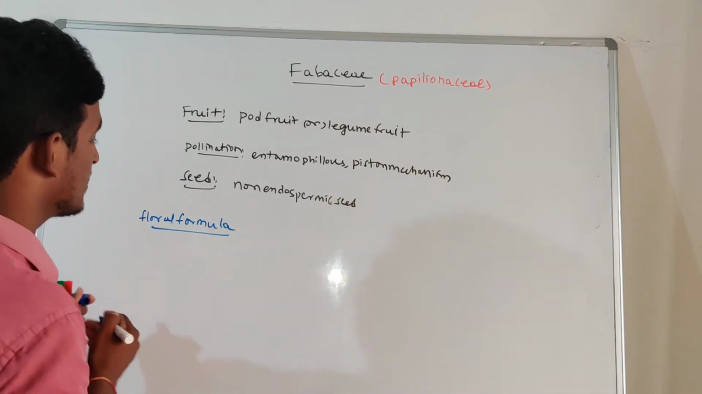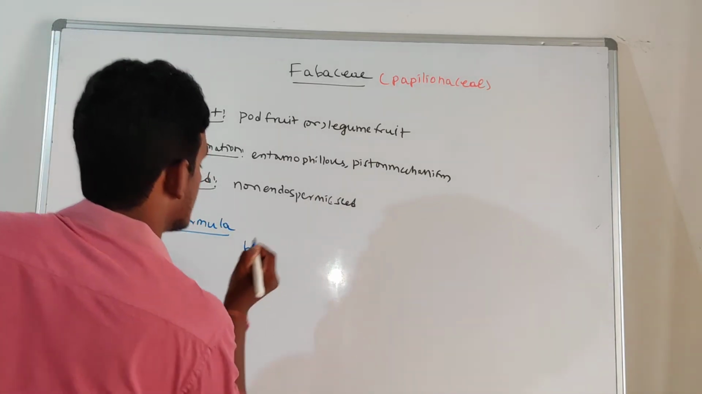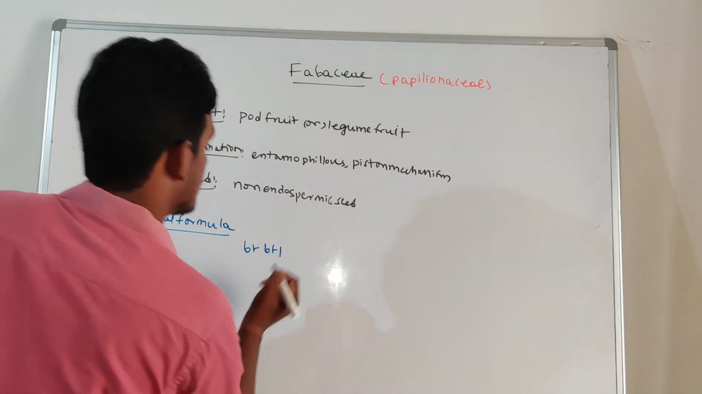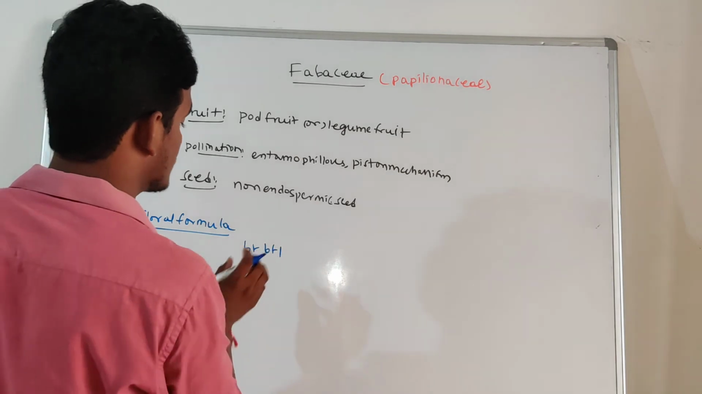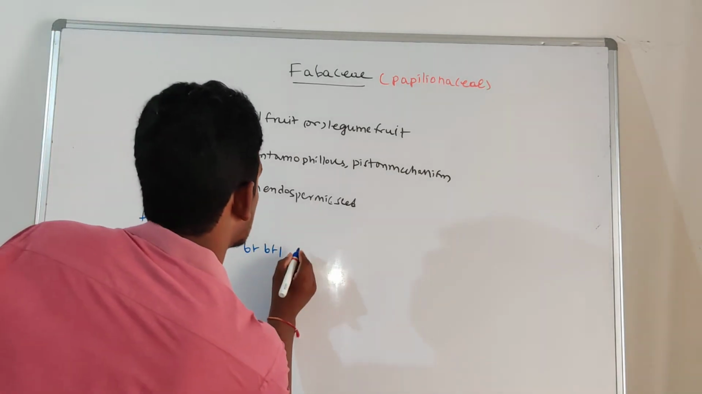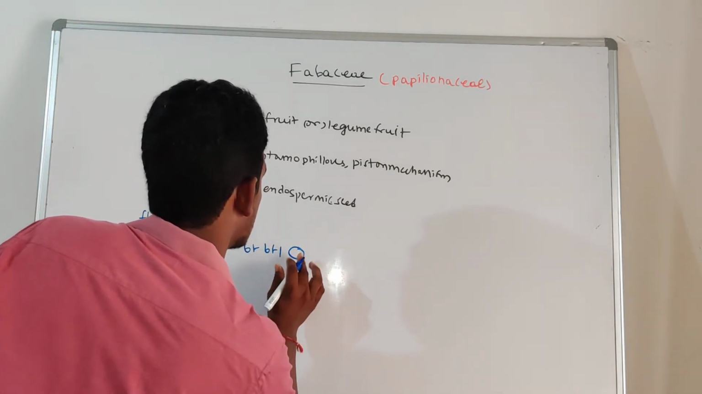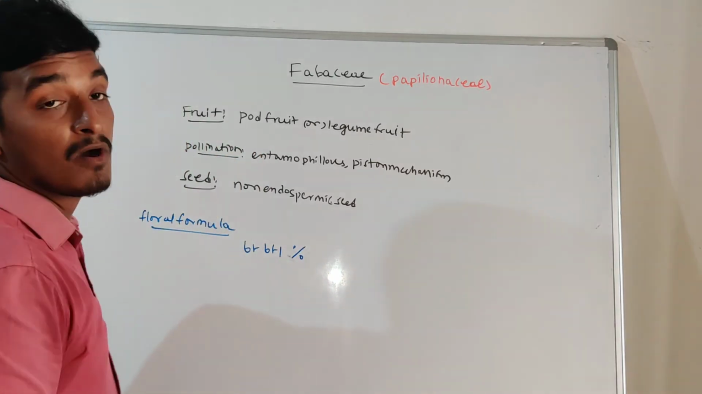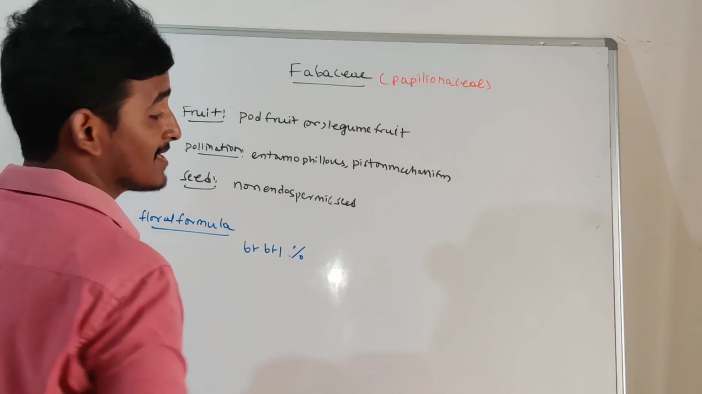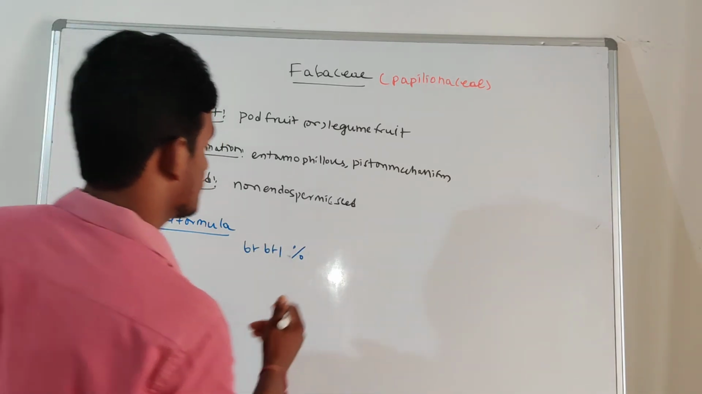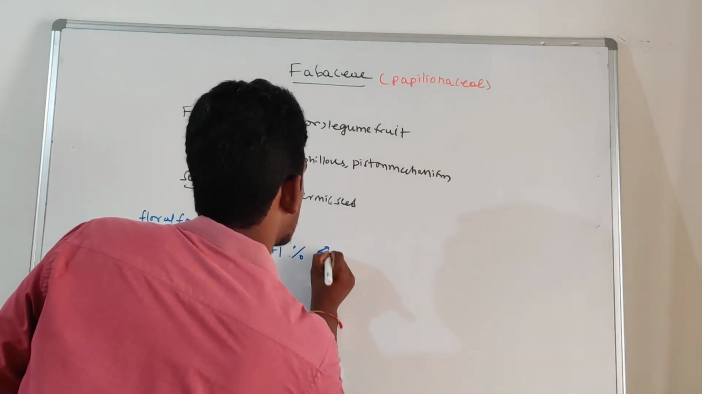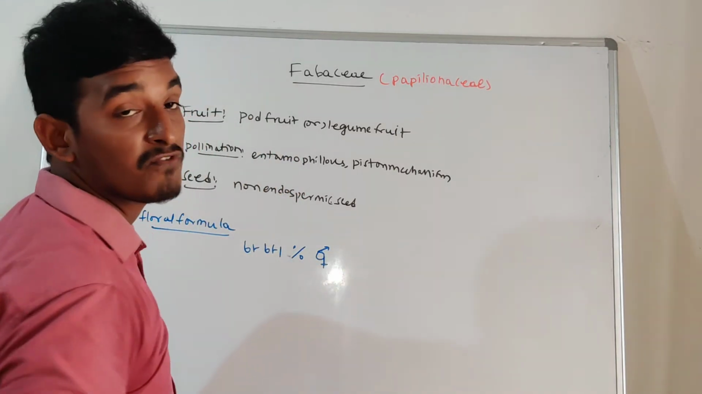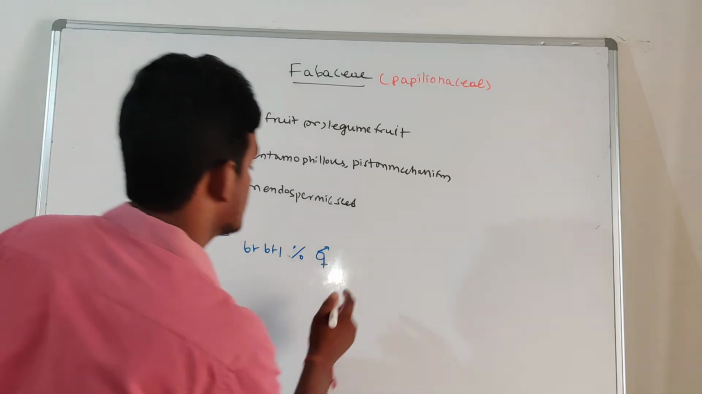So here the floral formula: bracteate, it is present. Bracteolate, bracteoles are present. It shows a zygomorphic condition, which means it shows bilateral symmetry, and it is bisexual, both male and female parts are present.